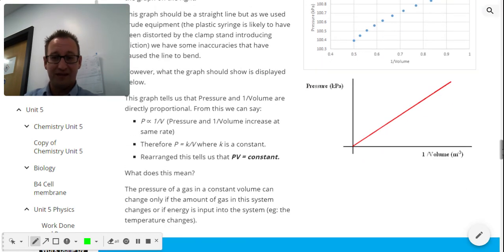Now, the key thing to note is if we did this in perfect conditions and we used a syringe that didn't warp, we should get a straight line. And what we would actually find is if we change the pressure, the 1 over volume changes proportionately. And what we actually find then is that pressure times volume is constant. So this here is going to be useful to us later on. So essentially what this means, you see that there at the bottom, the pressure of a gas in a constant volume can only change if the amount of gas in this system changes, or if energy is input into the system. And that makes sense hopefully to us.